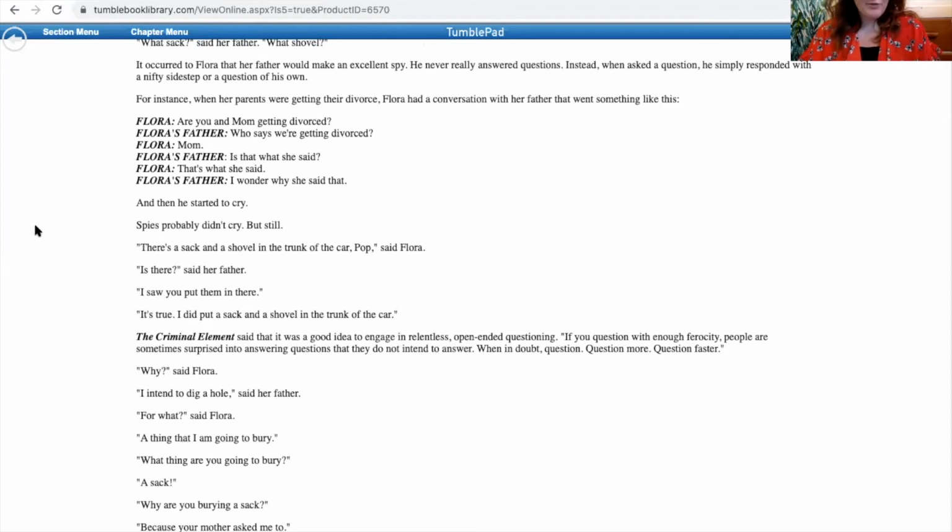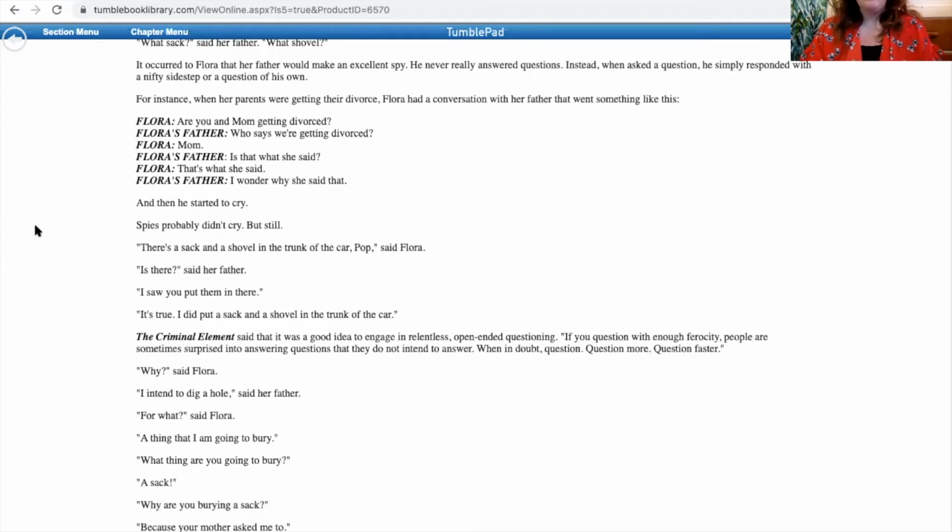When her parents were getting their divorce, Flora had a conversation with her father that went something like this. Flora: "Are you and Mom getting divorced?" Flora's father: "Who says we're getting divorced?" Flora: "Mom." Flora's father: "Is that what she said?" Flora: "That's what she said." Flora's father: "I wonder why she said that." And then he started to cry.